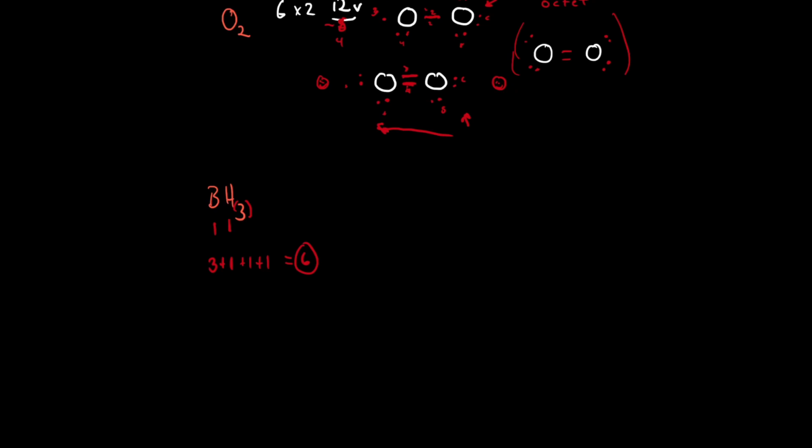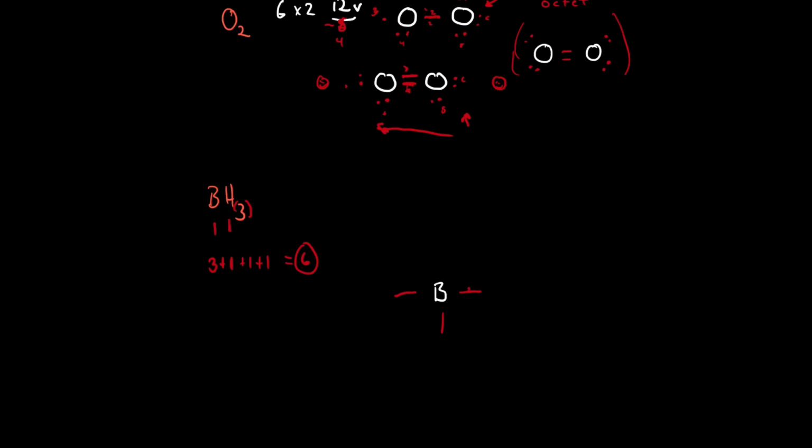How are we going to get 8 electrons around these atoms? Well, let's try it. Number 1, we've counted our valence electrons. We know we've got 6 valence electrons. Now we're going to do our structure. Our structure is going to look like this. We're going to put a B here, B here, and put H's around it. We're drawing our skeletal structures. We're going to put single bonds.